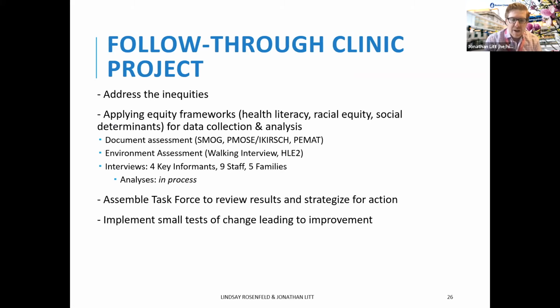We applied equity frameworks, so thinking about health literacy, about racial equity, social determinants of health, among others, to really go through in a systematic way to do some data collection and analysis. We analyzed documents using some tools that I'll describe in a few minutes. We also did a health literacy environment assessment using some really novel tools that I'm excited to share with you. I've learned so much about this space from Lindsay in doing this work.